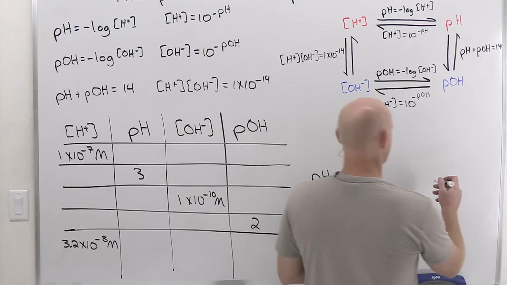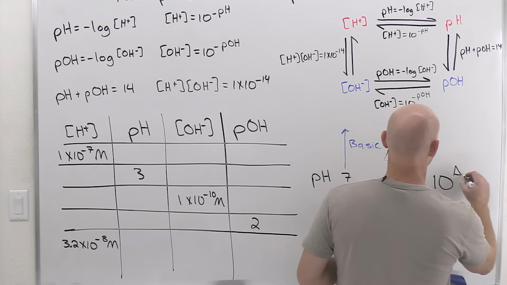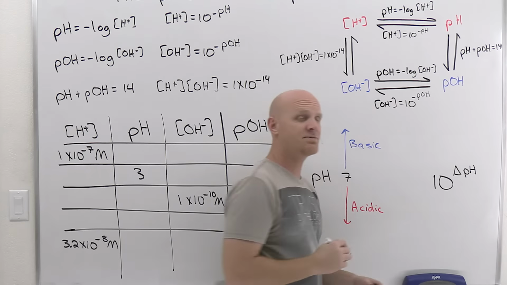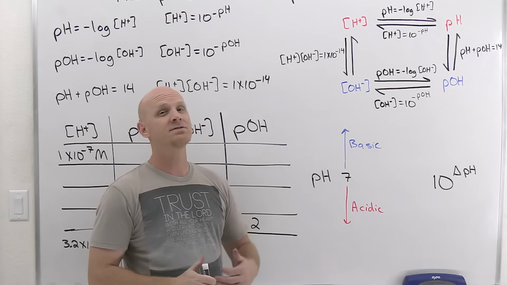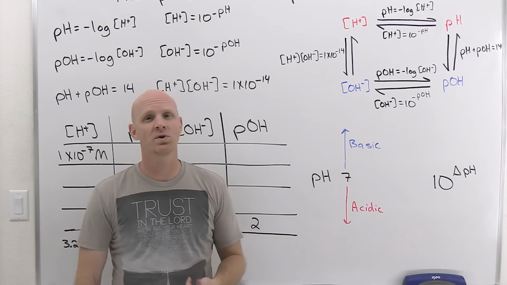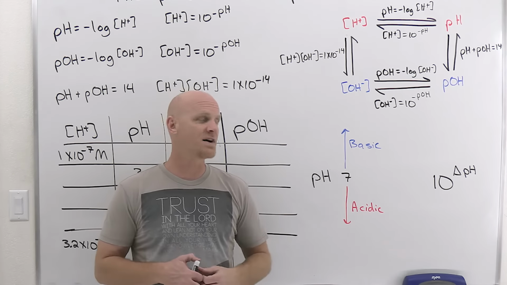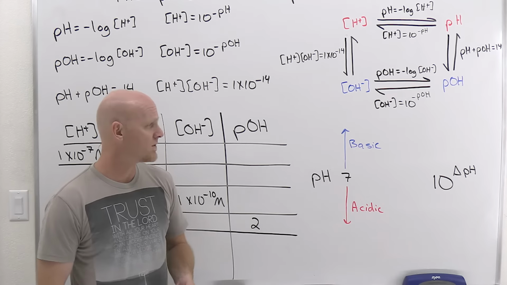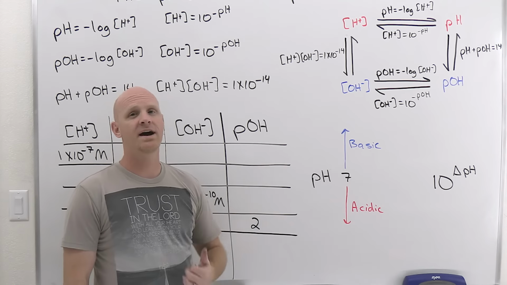And you can kind of look at it as being 10 to the difference in pH. So between 5 and 7, there's a difference of 2 pH units, and 10 to the 2 is 100 times more H plus at pH 5 than at pH 7. Cool. Works the same way the other way if you want to look at hydroxide instead.